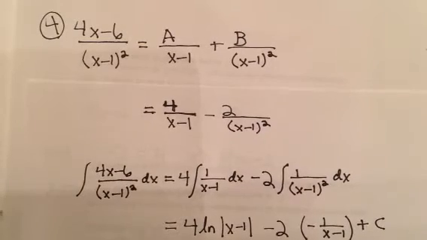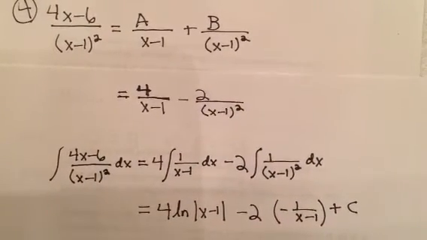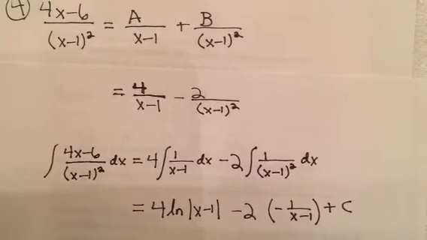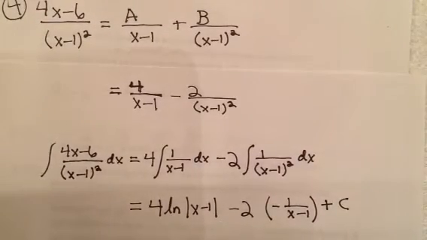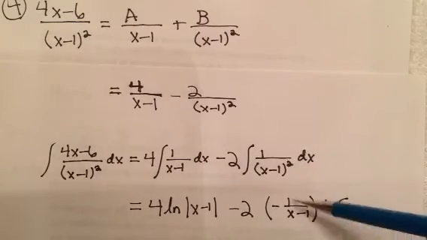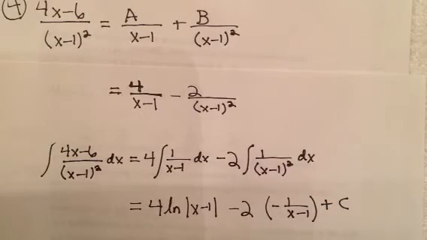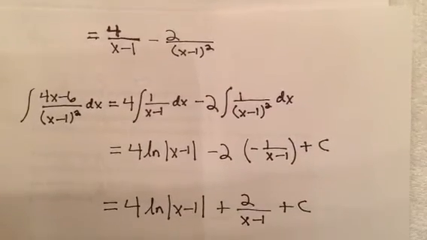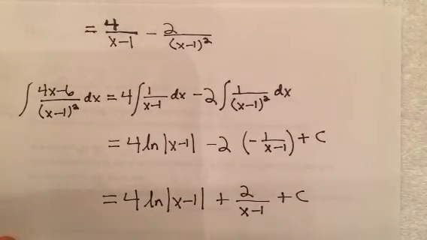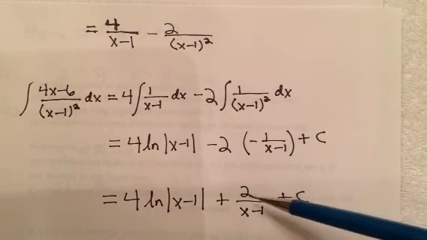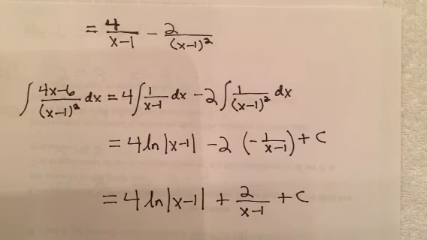And in terms of the resulting antiderivatives, we have 4 times the natural logarithm of x minus 1, and we have minus 2, and with the power rule, the antiderivative of the reciprocal of the square of x minus 1 is negative 1 over x minus 1, and negative 2 will be distributed over this. Altogether, you can write these terms out in various ways, but essentially you're going to have 4 times the natural logarithm of x minus 1, and with the negatives canceling out, we have plus 2 over x minus 1, and then followed by the constant.